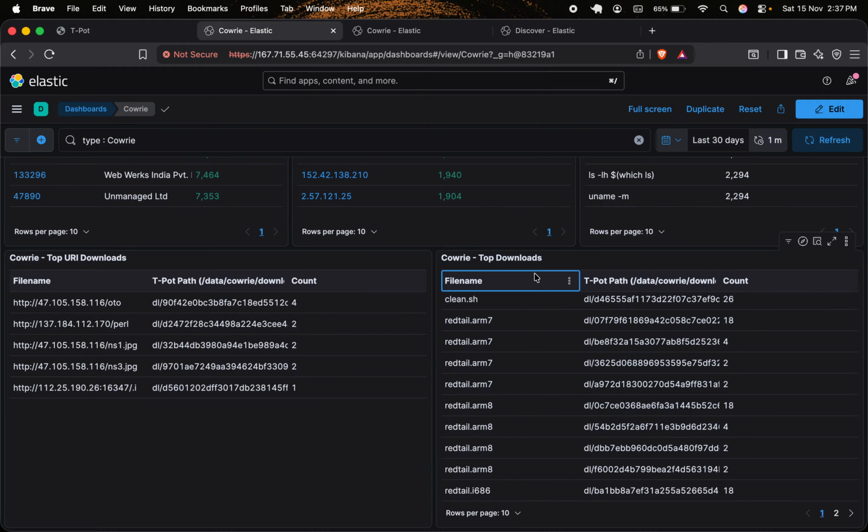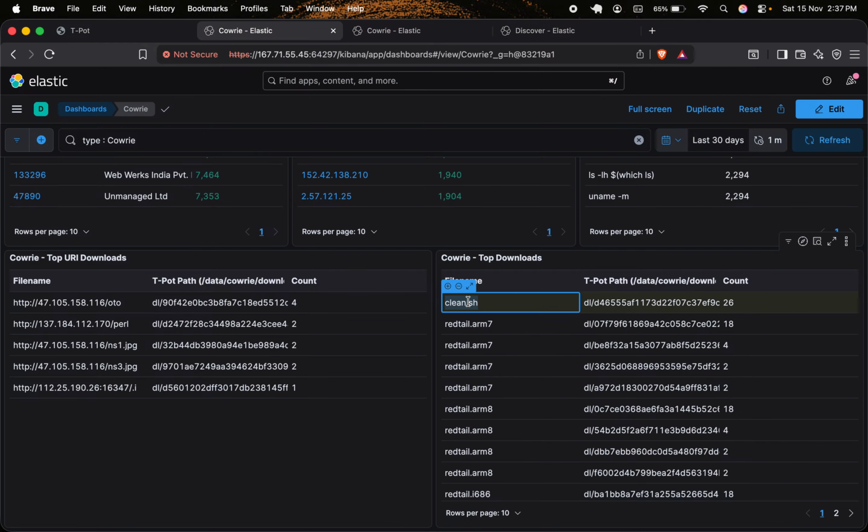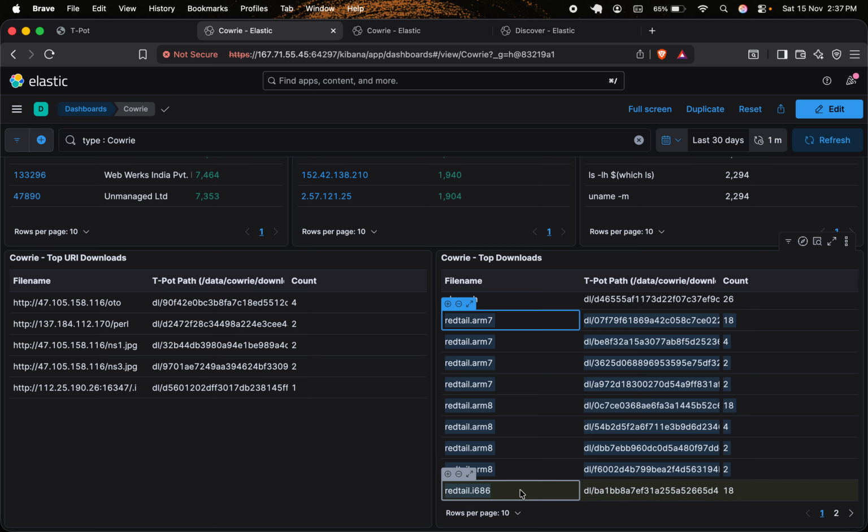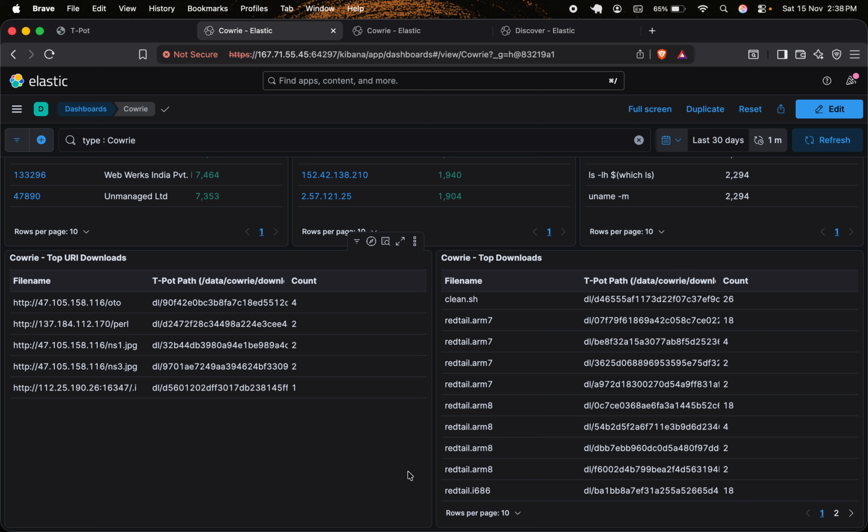If we go into the description of the files, clean.sh is basically about removing his footprints, all his work over the system. He wants to destroy his logs from the system so that we can't trace him back. And then you see most of the files are related to Redtail. Redtail is malicious software used on IoT based devices to gain access to them. So this is more about Redtail.